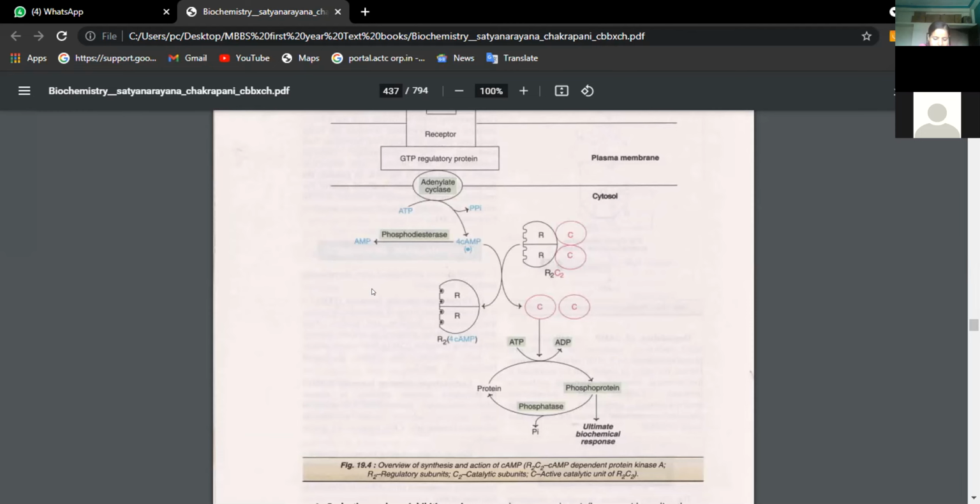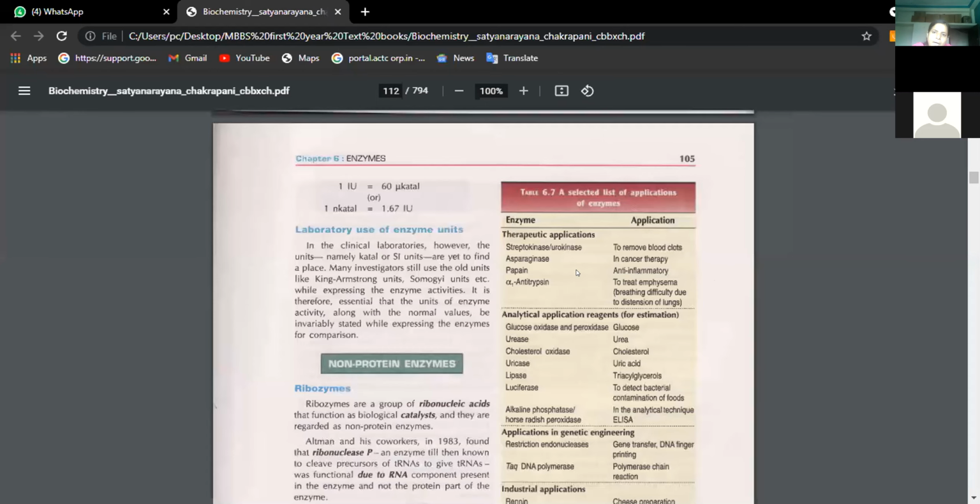Rohita, did you find that answer, beta? I just need that page. Which type of enzymes is your last question, no?